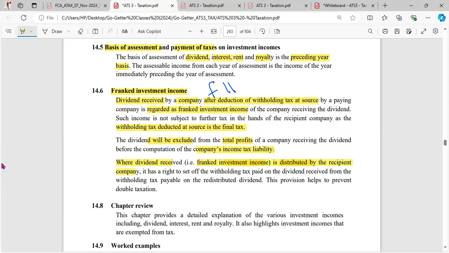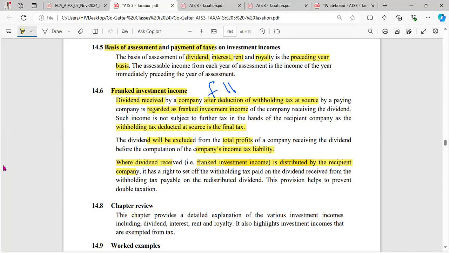Let's say there are two shareholders in Go Getter. Let's say Chimaroke is one of them, Marianne is another shareholder. So it means that FCA is paying dividends to Go Getter. FCA will remove withholding tax. Let's use figures. FCA is giving out 1 million naira as dividends to Go Getter. Now, FCA will deduct 10% and will give Go Getter 900,000.